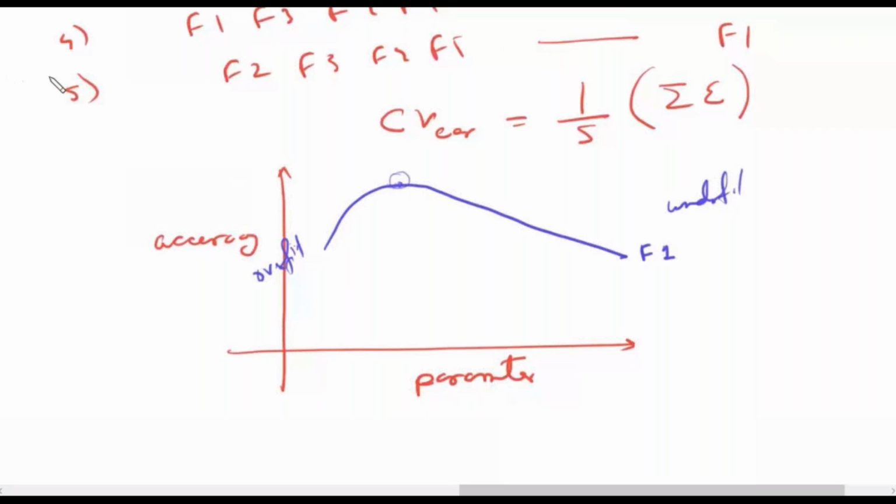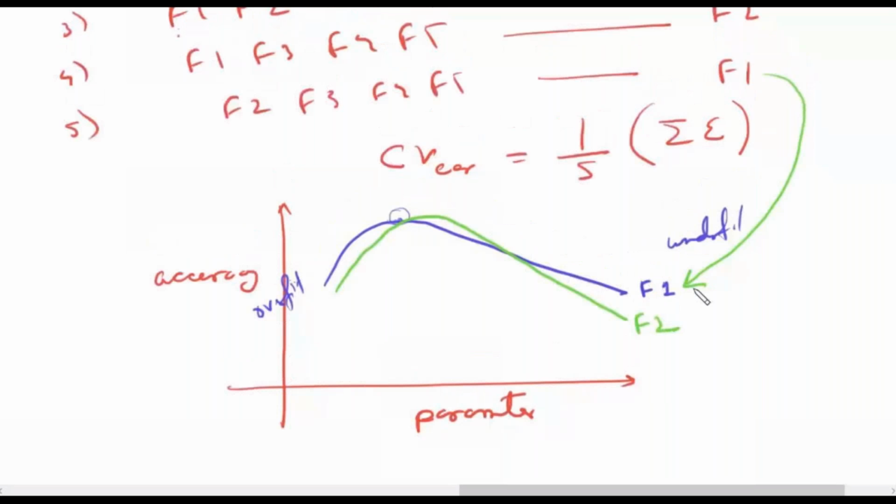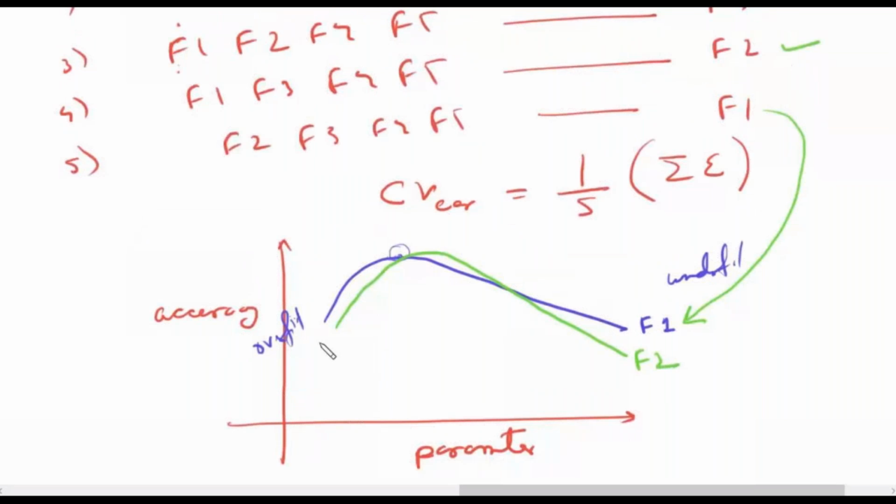Similarly, we will do this for the other folds also. This is for F1, the particular iteration I have drawn. For other iterations, you can have similar graphs. Let's say this is for F2, the green one. Then you can have others as well. This blue one is for F3, the pink one is for F4, and the last one is for F5.